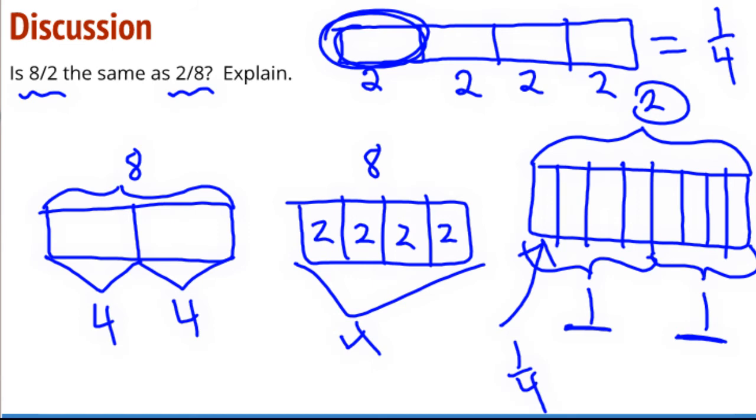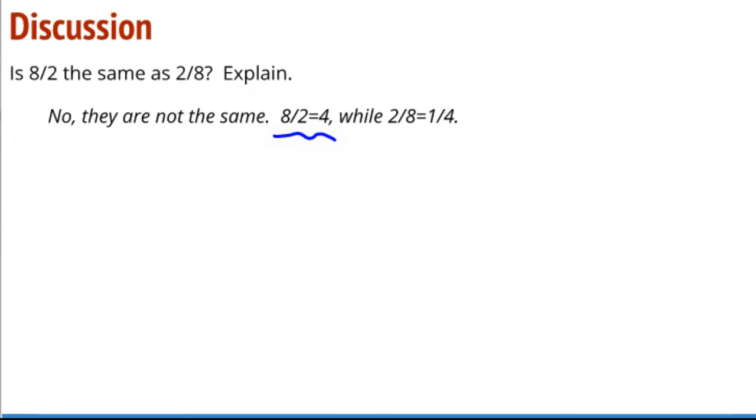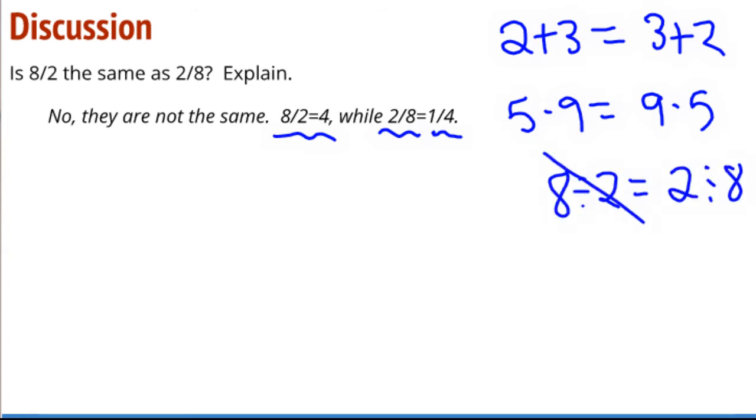So, big, long explanation using models, but 8 divided by 2 and 2 divided by 8 are not the same thing. 8 divided by 2 yields a 4, and 2 divided by 8 gets us a 1/4. So it's important we remember in division that we cannot change the order of the parts. We really like multiplication and addition because we can change the order. 2 plus 3 is the same as 3 plus 2. 5 times 9 is the same as 9 times 5. With division, 8 divided by 2 is not the same as 2 divided by 8. It's important that we remember the parts of division are not interchangeable.